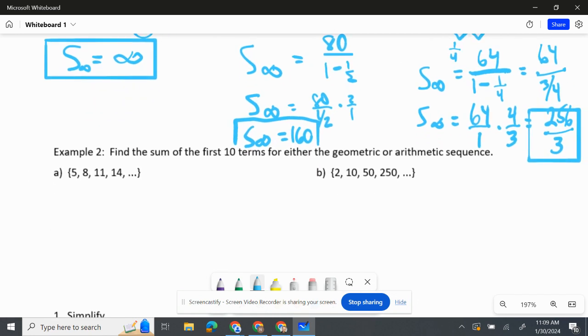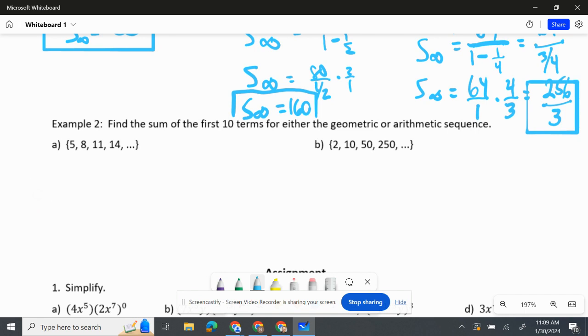Now, example 2, this is a review of just what we've done before, and I just wanted to show you, notice that it says 10 terms. So it looks identical to the first example, but with this one right here, we're finding specifically 10 terms. So we have to decide, is it arithmetic or geometric? For this first one, we notice that it's going up by 3, by adding 3. So that means that it is the sum of an arithmetic.